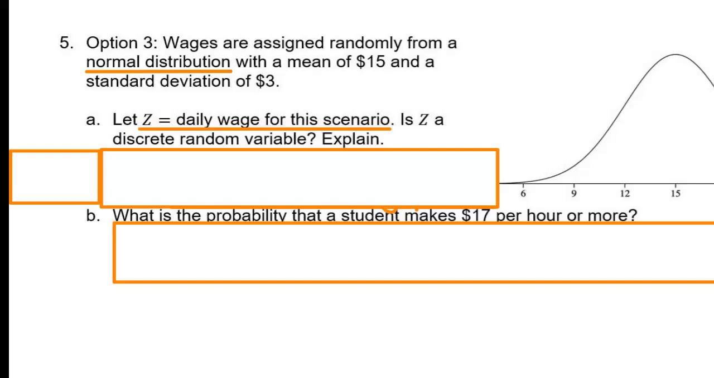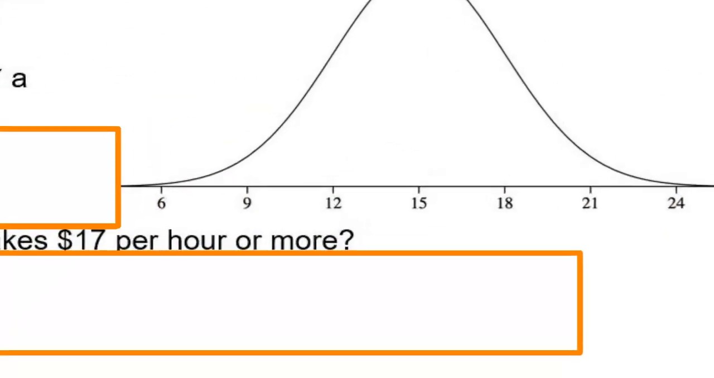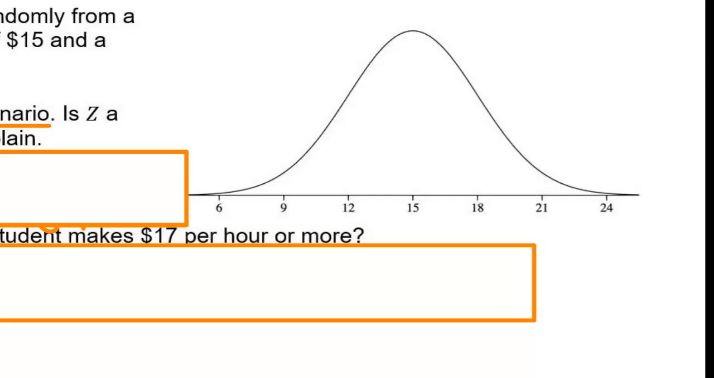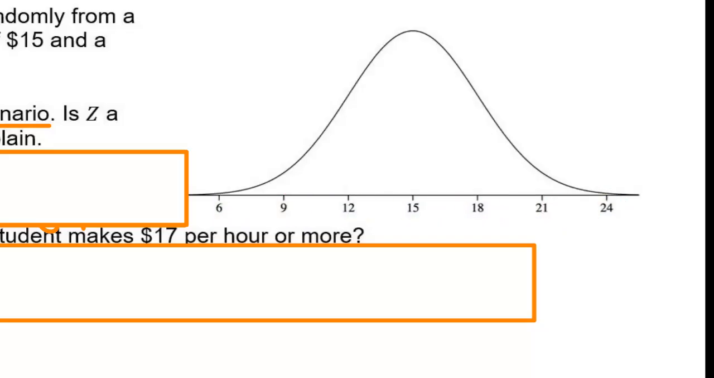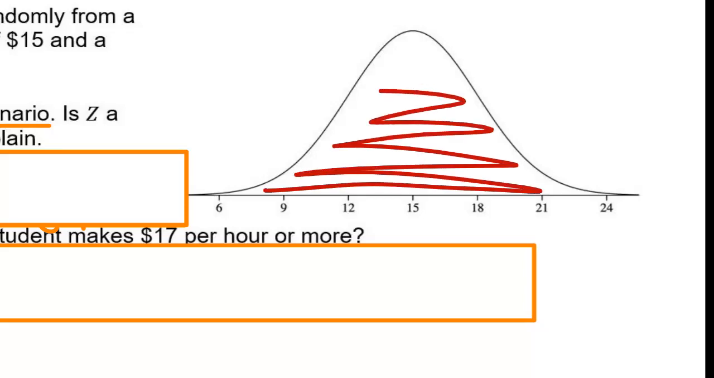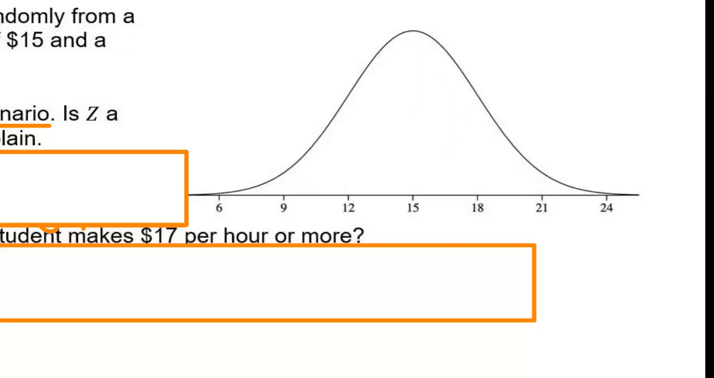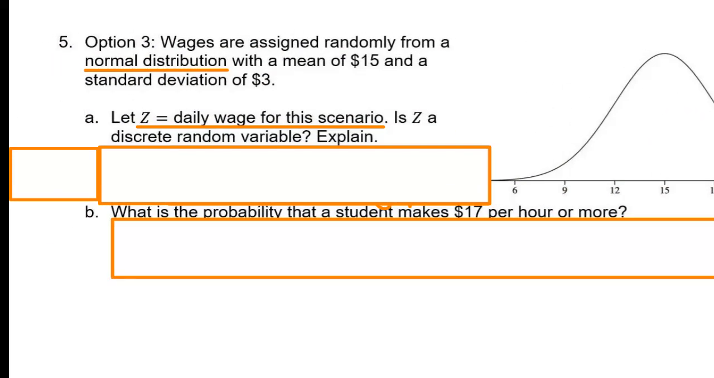Is Z a discrete random variable? What do we need for it to be a discrete random variable? Needs to be gaps in between, and it has to be a countable number of options. Well, looking at this, I see that they have labeled the y-axis, but are these the only possible values for wages? No. So do we have gaps in between? No. See how it continues all underneath this. This would not be considered a discrete random variable.